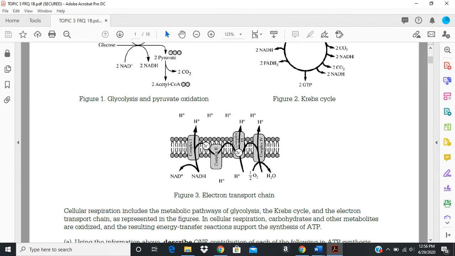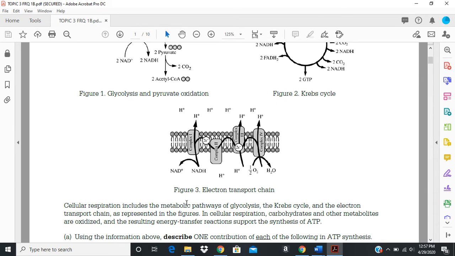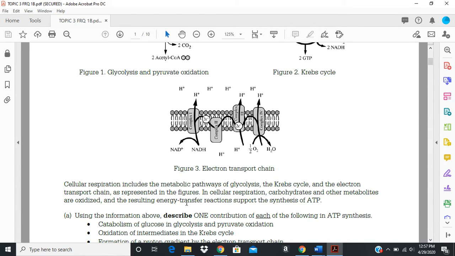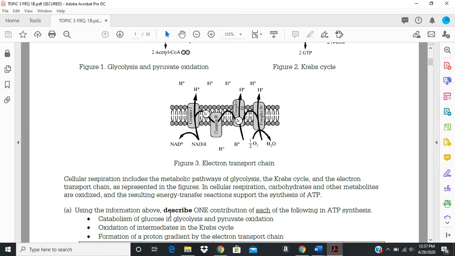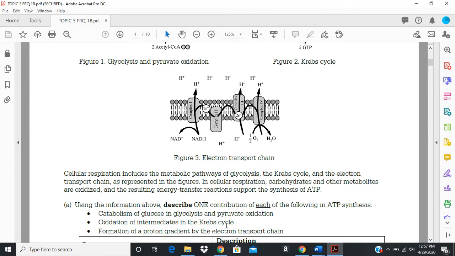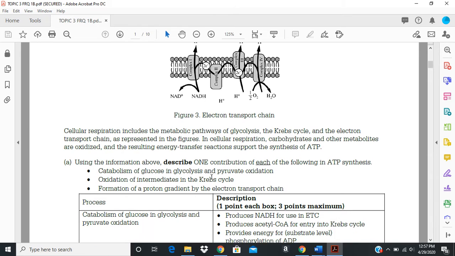First they give you a little blurb about cell respiration and all the processes, and they keep it pretty vague. Now they want you to use the information above and describe one contribution of each of the following in ATP synthesis. So, catabolizing glucose in glycolysis and pyruvate oxidation. What does that contribute to ATP synthesis? What does breaking down the intermediates, oxidation of the intermediates in Krebs, contribute to making ATP? And how does forming a proton gradient by electron transport contribute to ATP? So here's what they suggested.